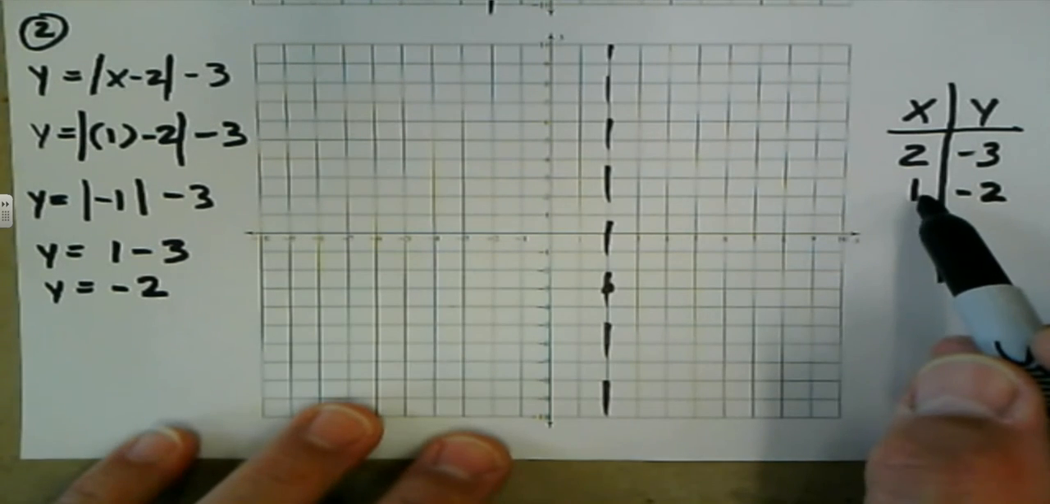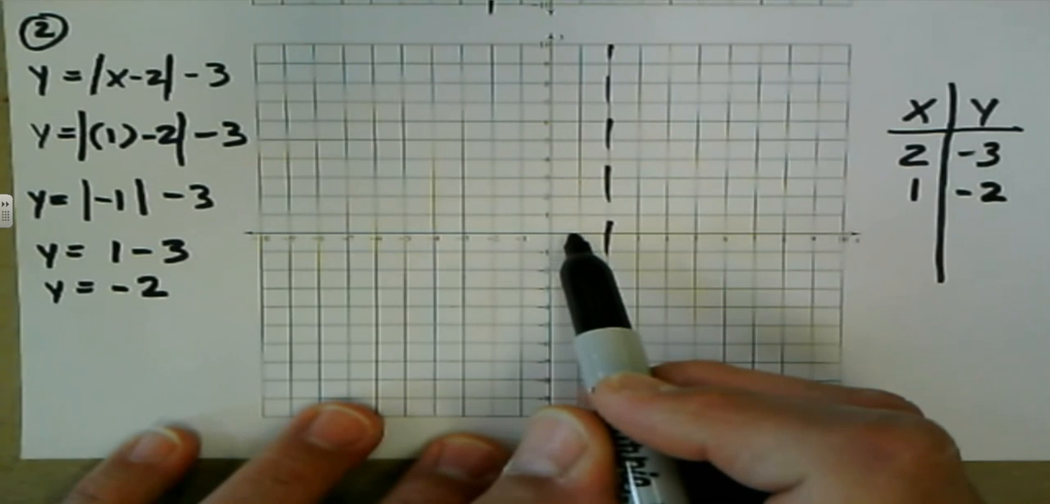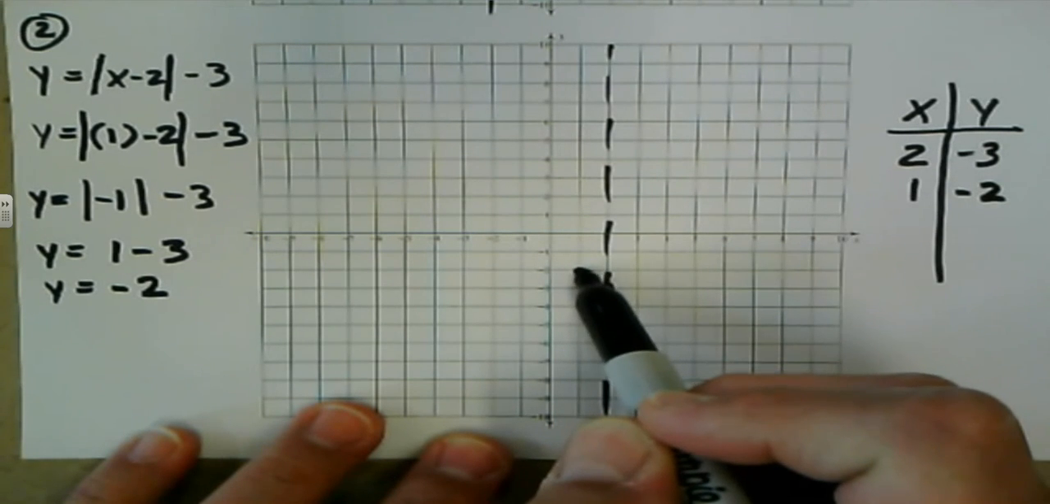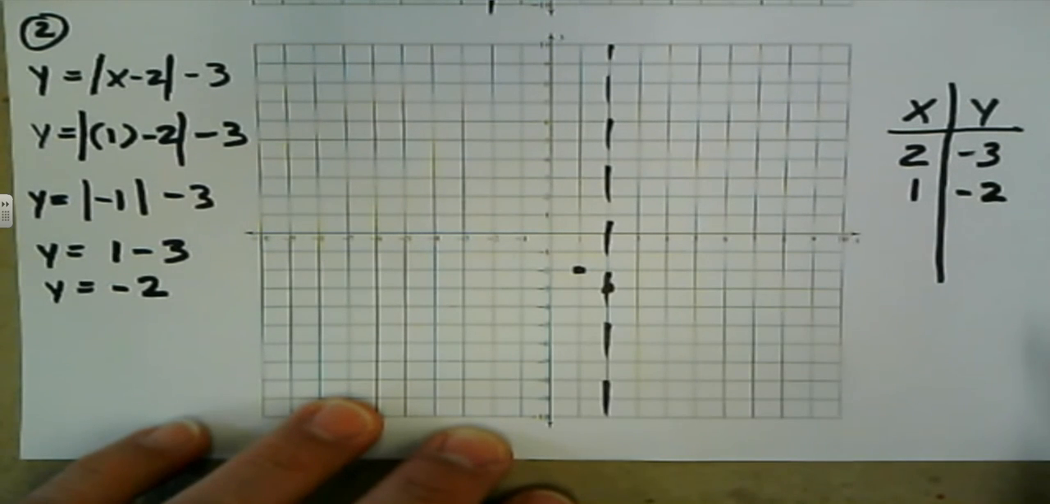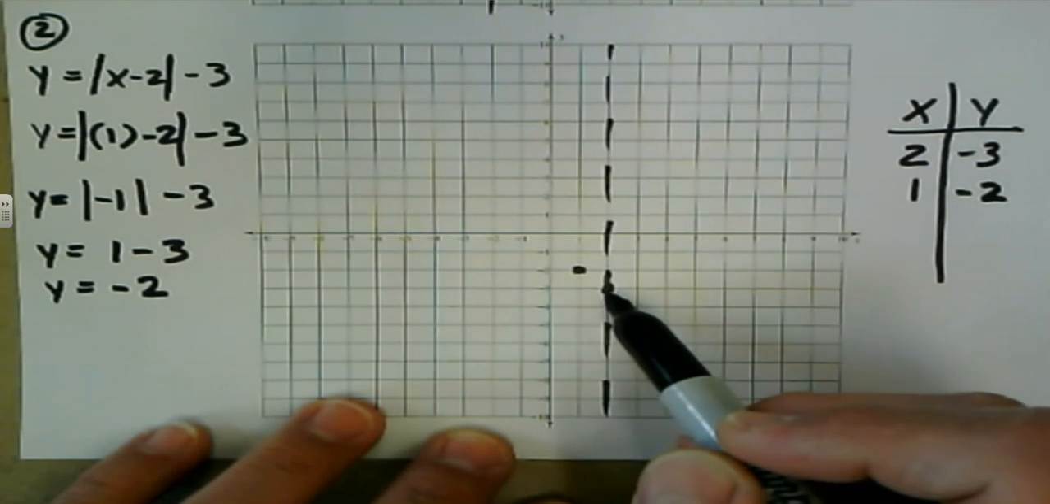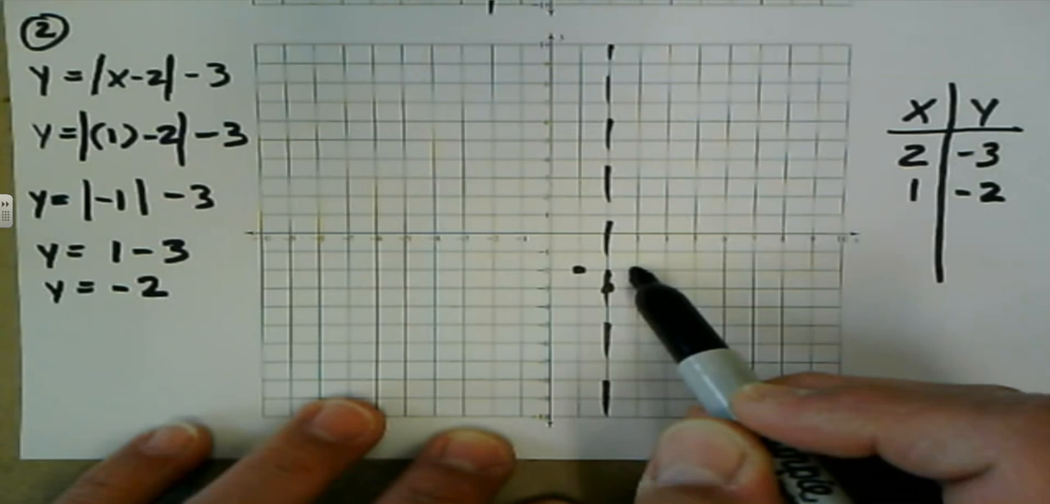So I'm going to graph that line. I move to the 1 on the x, and then I move down to the negative 2 on the y. Now I want to do the exact opposite of that. I went up 1, left 1, so I'm going to go up 1 and right 1.